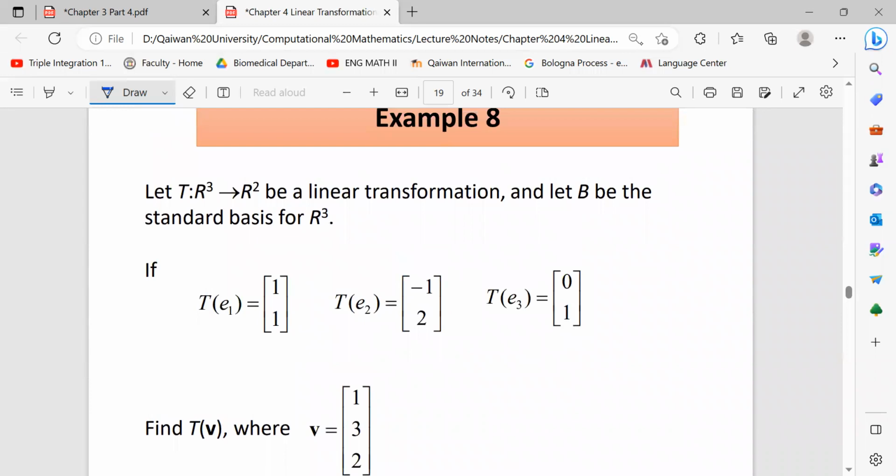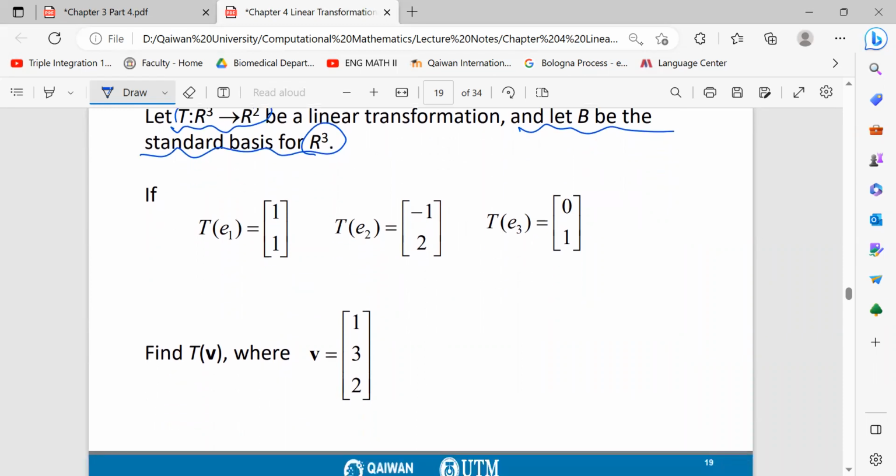Let T be a function from R3 to R2, a linear transformation. It says it's a linear transformation, okay? T is a linear transformation. That means it satisfies all conditions of the linear transformation. And let B be the standard basis for R3. Look, what are the standard basis of R3? I think we talked about this.